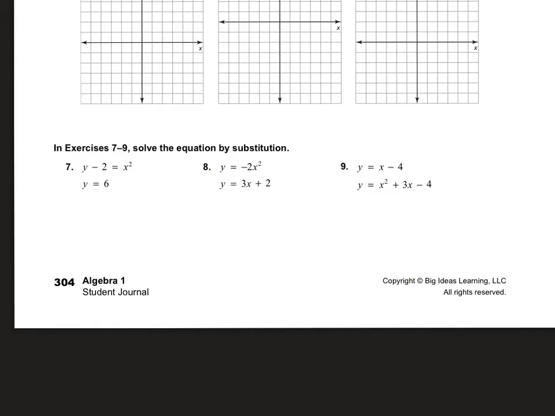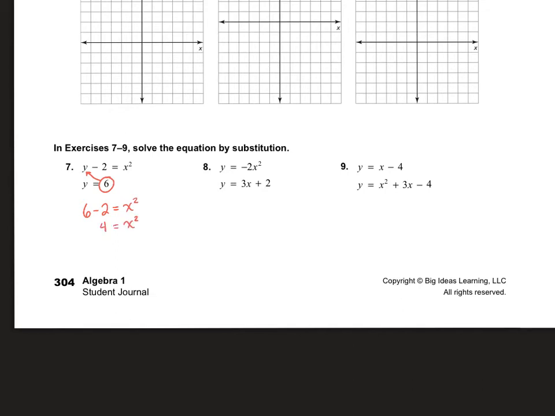For the sake of time, I'm going to skip numbers 4, 5, and 6 and move on to solving the equations using substitution. Now remember, when you use substitution, you find one of the variables is equal to something, and you're going to take that and plug it into the other equation. So now this top equation is 6 minus 2 is equal to x squared. So that gives me 4 equals x squared.